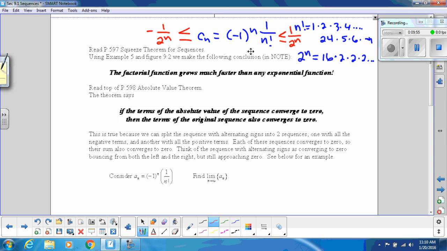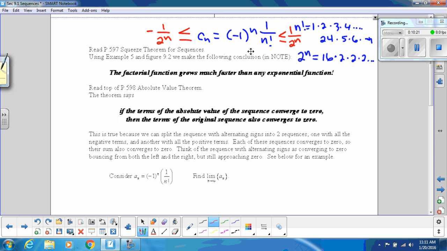All right, so now I want you to look at page 598, and that's the absolute value theorem. Basically it's saying if we have a sequence and we take the limit of the absolute value of that sequence, and we know that is equal to 0, then we know that the limit of the original sequence will also be 0.